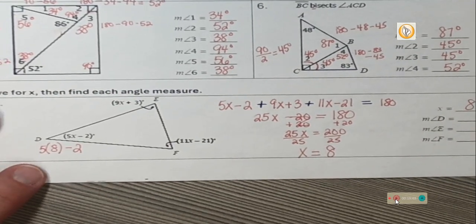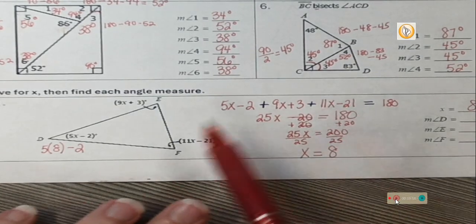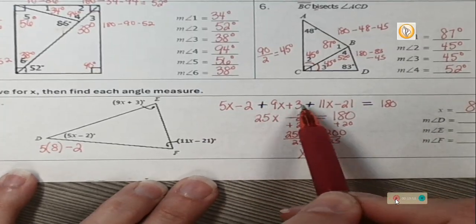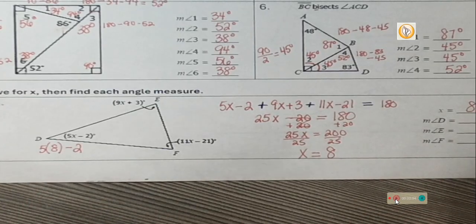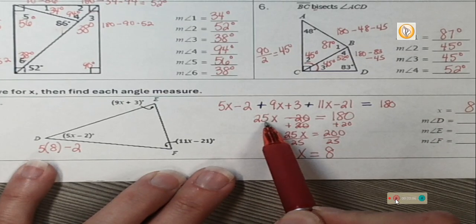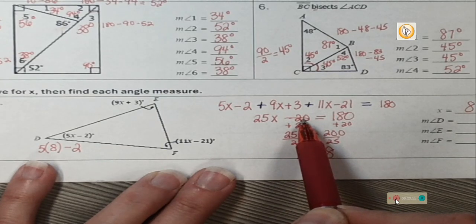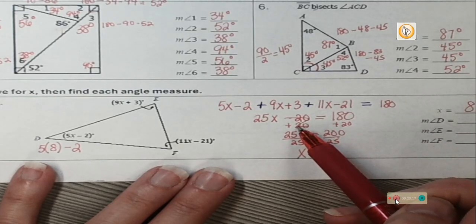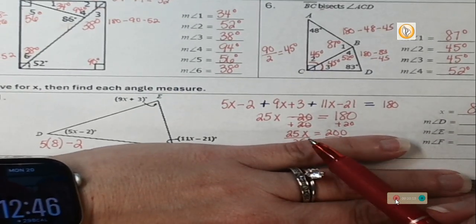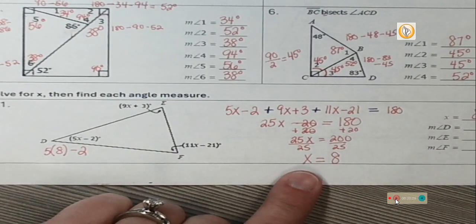A little bit slower? Oh, sure, friend. Absolutely. I get on a roll. All right. Which part? Where did I lose you? All right, let me go backwards. So why did I add these up? Because they all add to equal 180, so then I added my like terms. So I did 5, 9, 11, I did 25. And then I did negative 2, 3, and 21, I got negative 20. So what I'm doing here is just solving for x like y'all are super good at. So I'm going to add 20 to both sides, and I got 25x equals 200. So now I divided by 25, and that's where I got x equals 8.